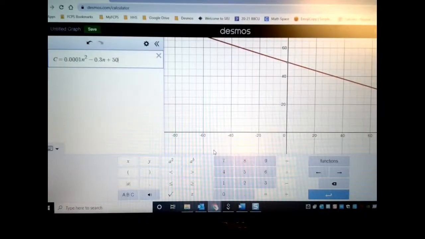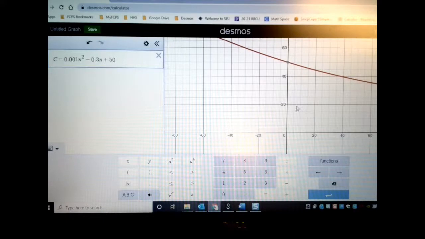All right, so I've got Desmos open. I've entered in my equation. 0.001, there we go, n squared minus 3n plus 50.